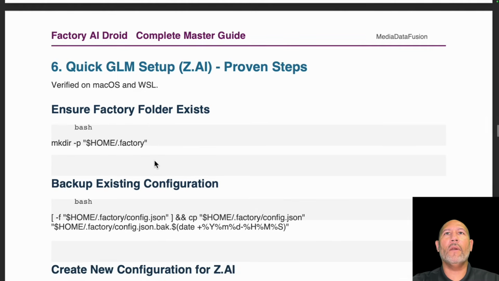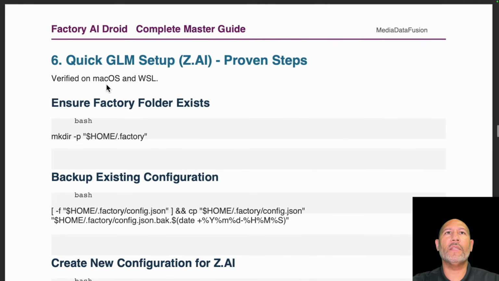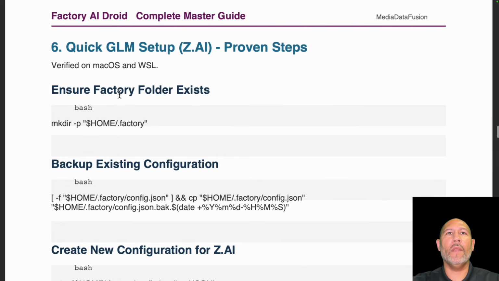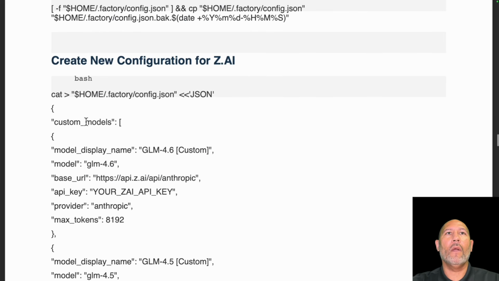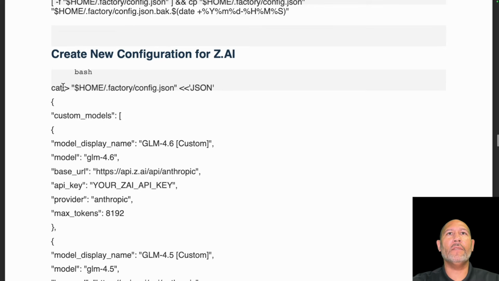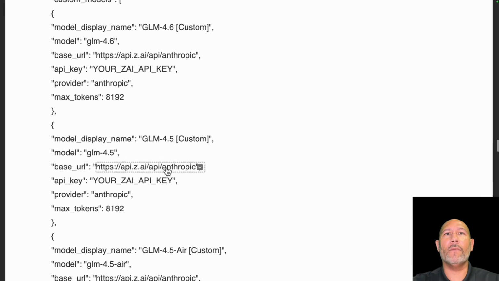So we're going to go down to the BYOK section, but specifically the GLM setup from Z.AI, because this is the one that I want to configure specifically for my GLM account. So you'll confirm your directory here, okay? And it's recommended that you create a backup. Okay, so basically here are the commands on how to configure Z.AI, basically GLM 4.6 and their other submodels.